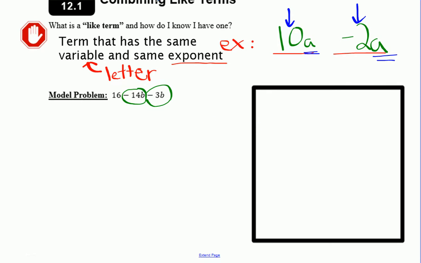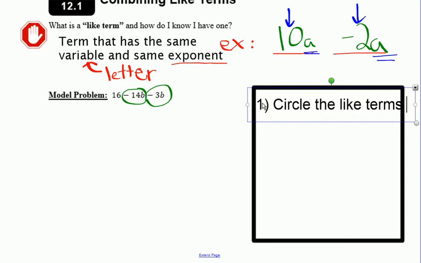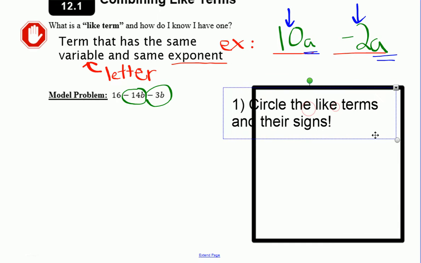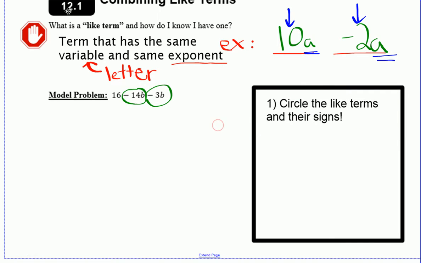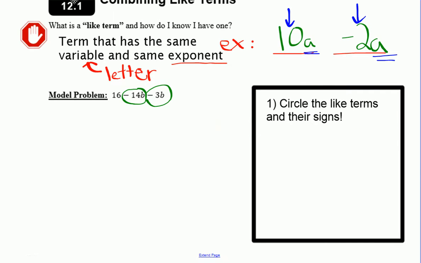So my first step is going to be to circle the like terms and their signs. Again, the signs are super, super important. I'm going to shrink this so it fits in my box. Here we go. Okay. After I do that, I am now going to actually combine my like terms. How am I going to combine them? I'm going to combine them by adding.